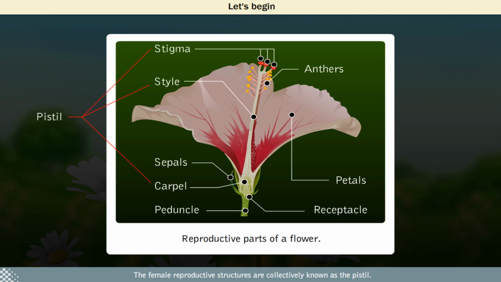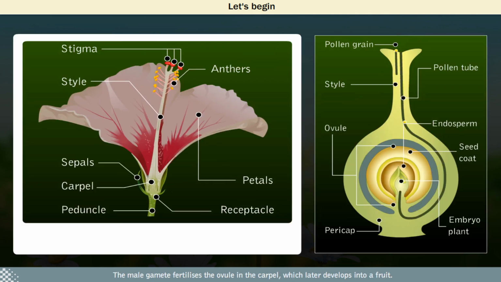The female reproductive structures are collectively known as the pistil. Pistil has a sticky pollen-receptive part called the stigma. The stigma receives the pollen and transfers it to the carpel. The male gamete fertilizes the ovule in the carpel, which later develops into a fruit.